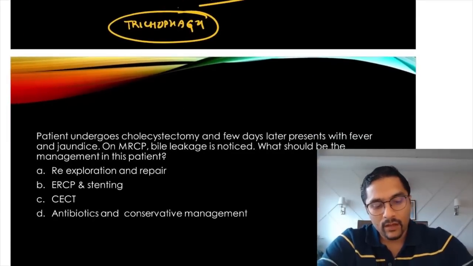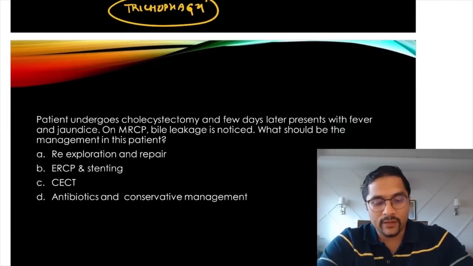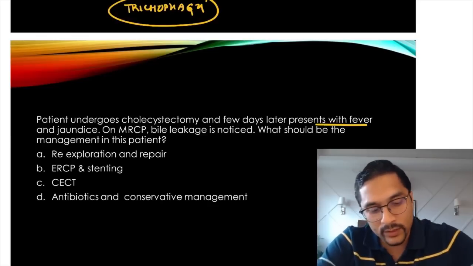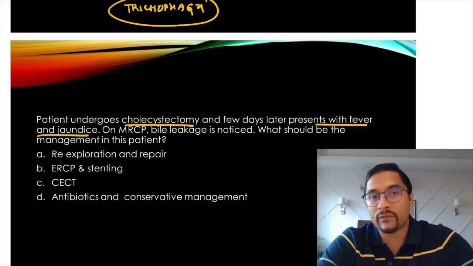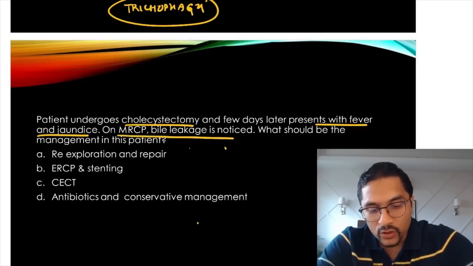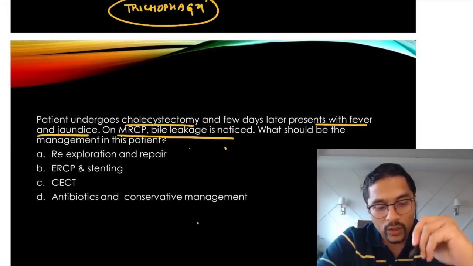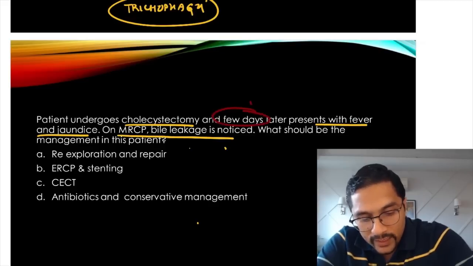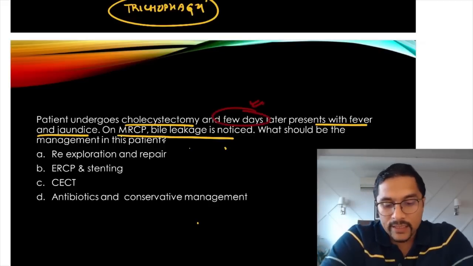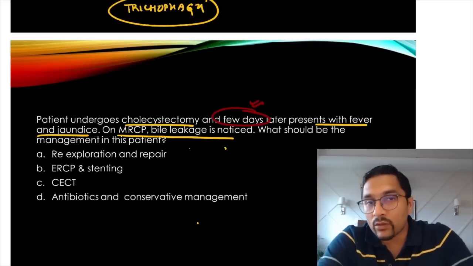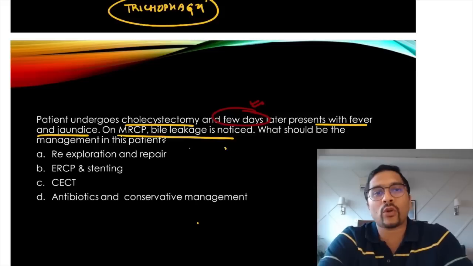Now a patient undergoes cholecystectomy a few days back and now comes with fever and jaundice. Okay, so cholecystectomy was done. Patient has come with fever and jaundice. On MRCP, magnetic resonance cholangiopancreatography, bile leakage is noticed. So you notice bile leakage here. Now what should be the management of this patient? Now we know that it has been a few days in this patient. So because it has been a few days, we cannot re-explore. Because if we try to re-explore, then the sutures will not hold.